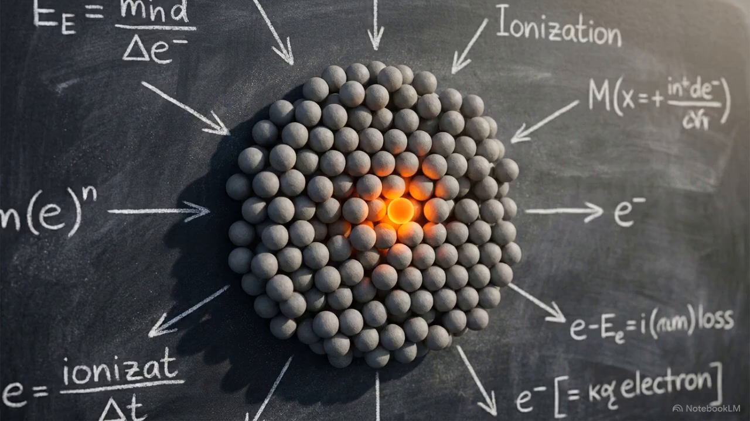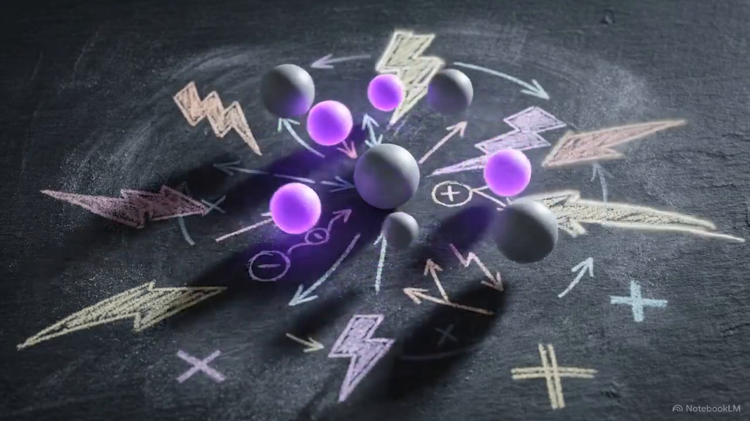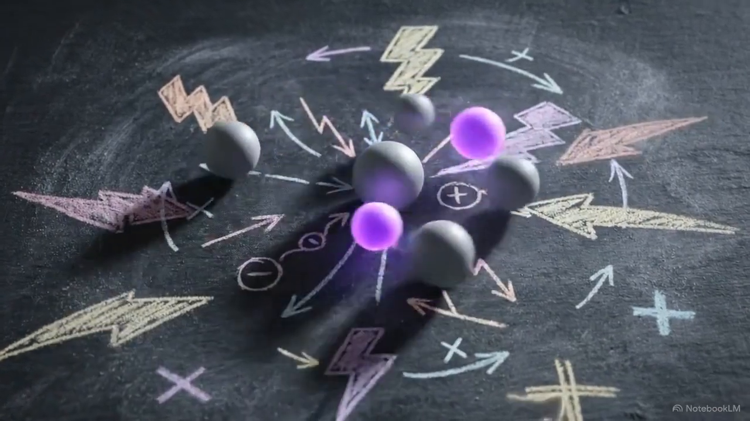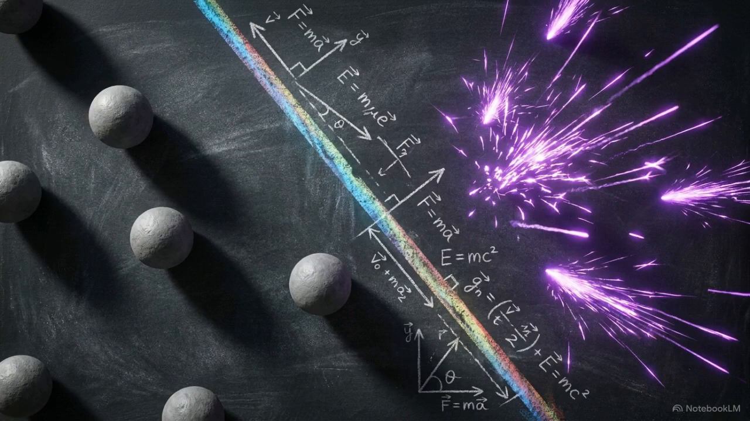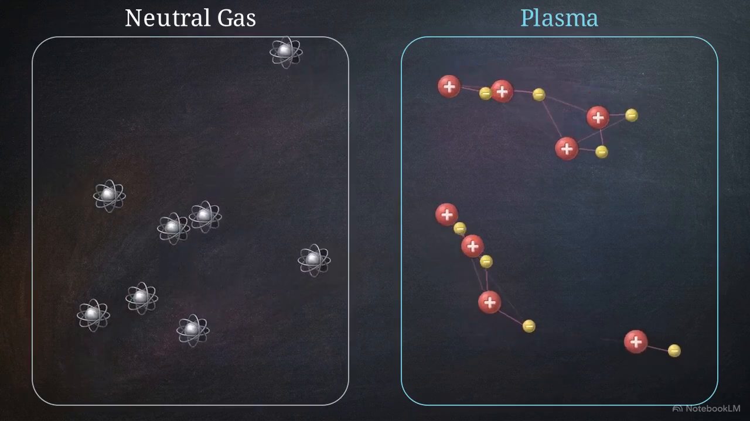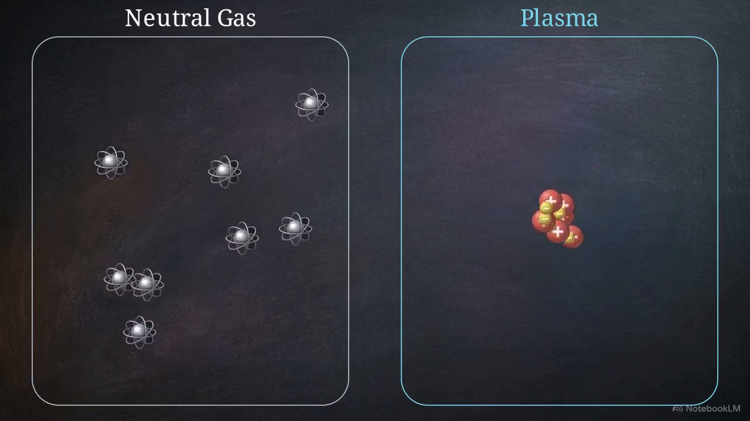You don't have to strip every single atom to make the jump. Once a significant portion of the atoms in a gas lose their electrons, the entire gas officially becomes plasma. Once you cross this threshold, the matter stops behaving like a simple gas. Because the particles are now charged, they start responding to electric and magnetic forces.